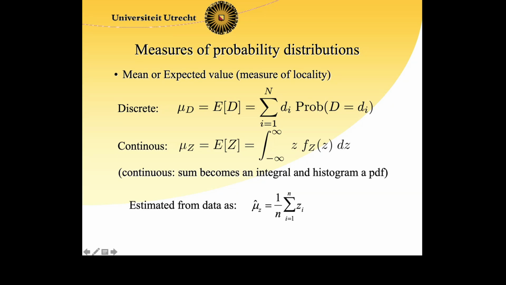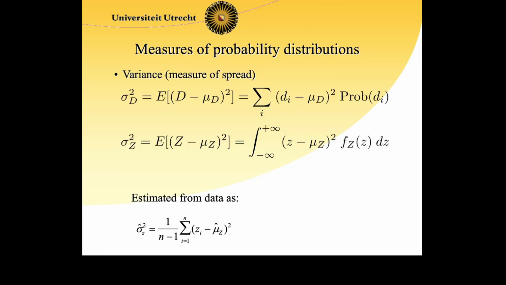And again, we can estimate this from the data, obviously, in the same way as discrete. So there's no difference here. Just taking lots of samples and then take the mean of that. Now we can also have the variance. It's a measure of spread.